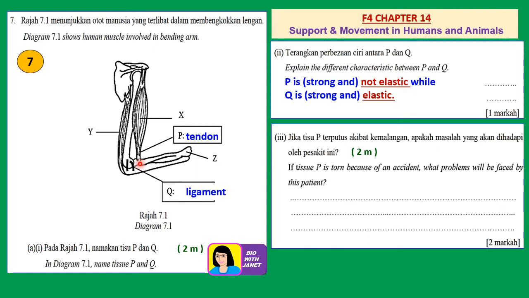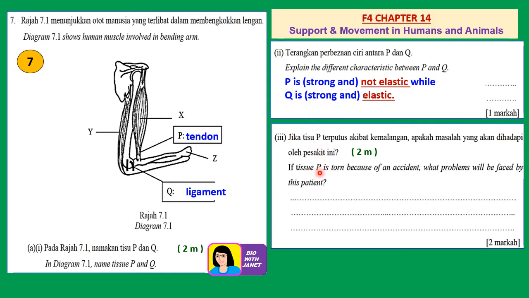So it's not elastic like a thread, like a strong thread, okay, or a few pieces of these threads, all right, so that it can transmit the pulling force of the muscle to the bone, okay? It can help to pull the bone upwards. But Q is elastic, the ligament is elastic to allow some movement of the bones at the joint here. If it is not elastic, then it will restrict the movement of the bones, such as the radius and ulna. Okay? So that's the difference. P is not elastic, Q is elastic.